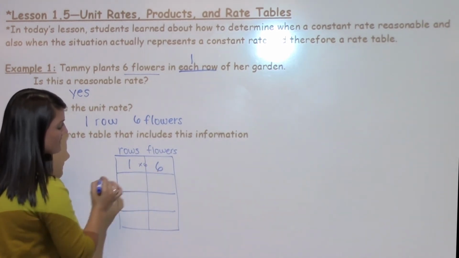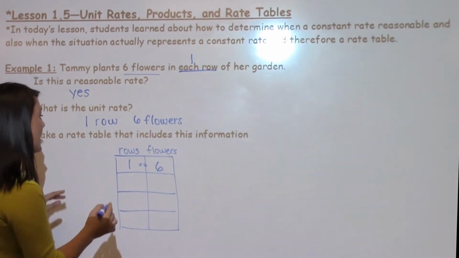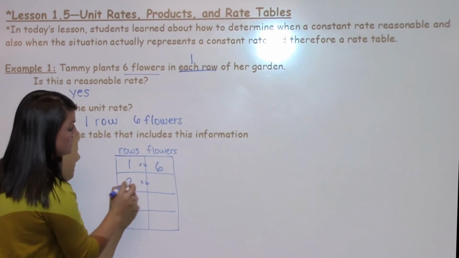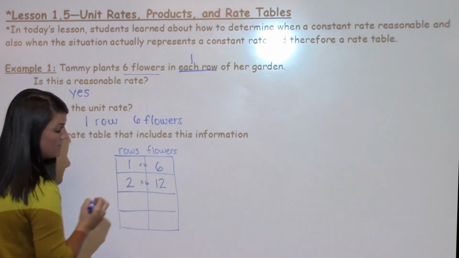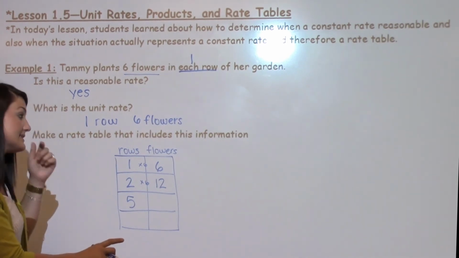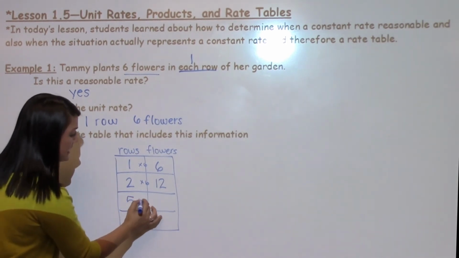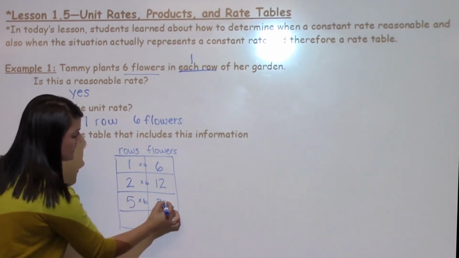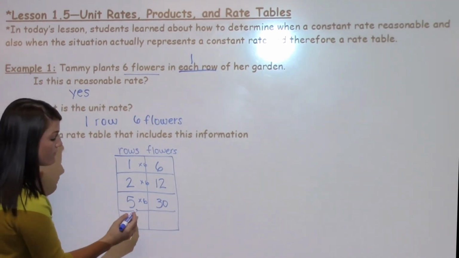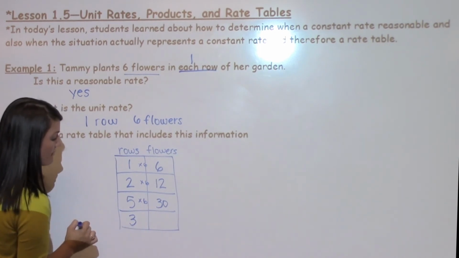Because I know that I have a constant rate of times 6, I could go ahead and say, okay, how many would be in 2 rows then? 2 times 6 is 12. Or I could even jump to 5. And if my rate is constant, as it is in this situation, I would just take 5 times 6, which would give me 30. I could then go back and say, oh, well, I skipped 3 and 4, and I need to know that. So maybe I go back to 3.